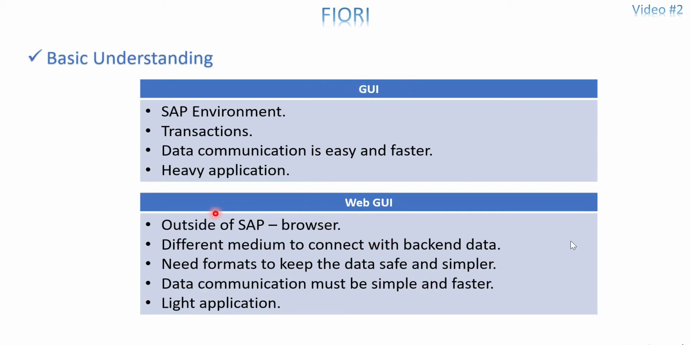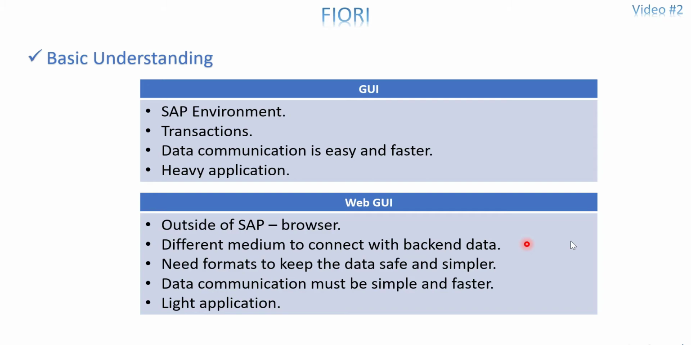So how can we do that? It's going to work outside of your SAP, meaning you don't have to log on to SAP and work inside it. It should work on a browser. Okay, so there are different mediums to connect with the backend data. It's not directly coming to your page, because there is a network, and there is some link to communicate, get the information, and send the information to the backend system. So there are some layers available between the browser web GUI and your backend system.